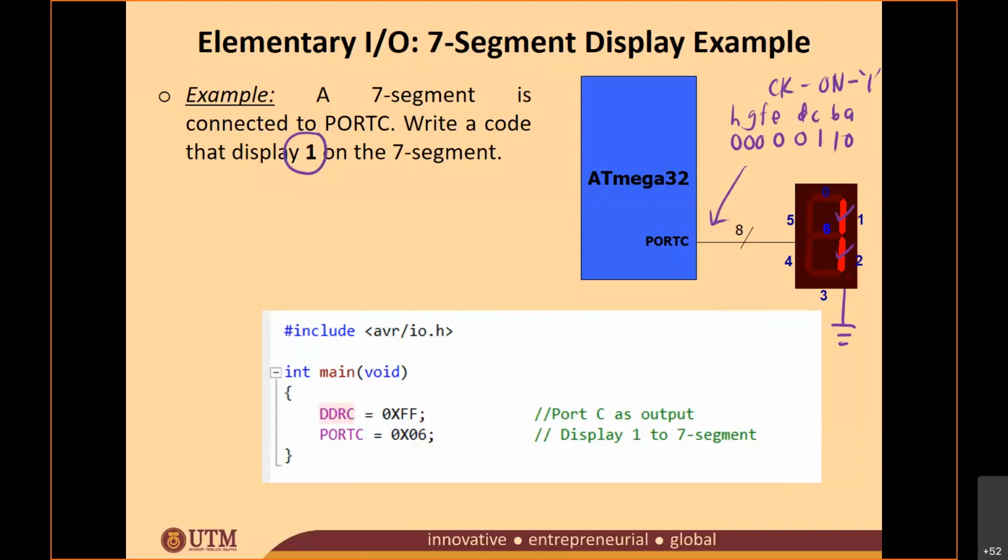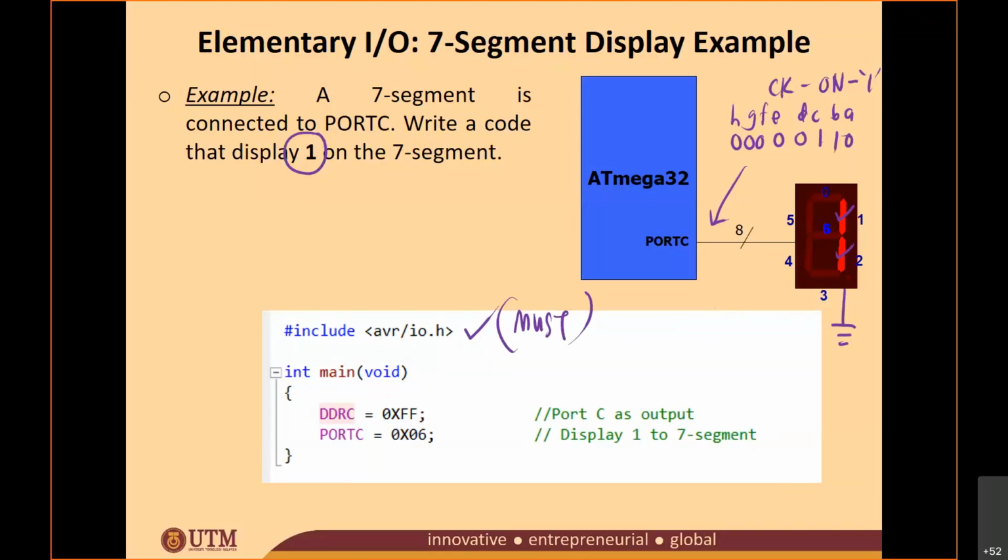Okay, so how to do that? You do programming. First, include this file here, include avr/io.h. This is a must. And then start with your main program: int main(void), open curly bracket and close curly bracket.